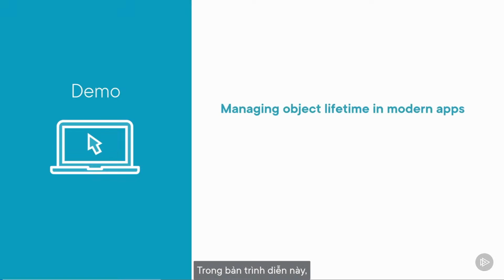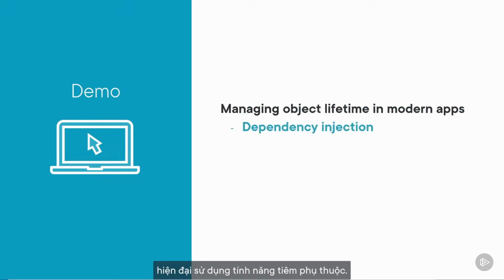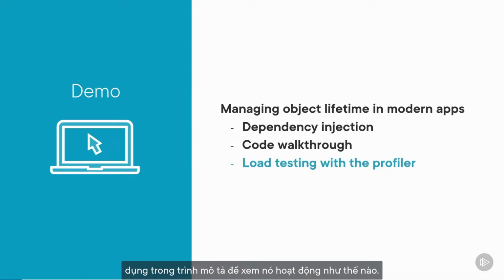In this demo, we'll look at disposable objects in modern .NET apps which use dependency injection. That moves the responsibility for managing object lifetimes to the DI container. We'll have a lap around the new code base and run the new version of the app under the profiler to see how it performs.